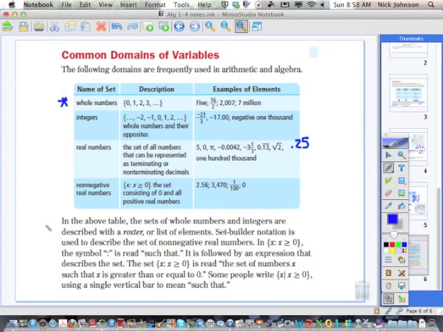Down here below tells you a little bit more about the set builder notation. Please, I would like for you to read that and make sure that is in your notes.